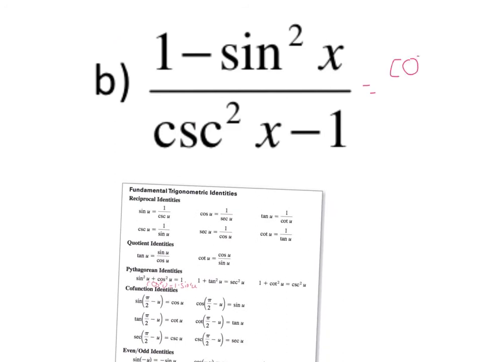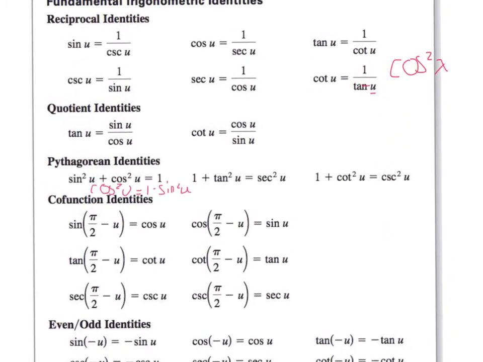That's equal to cosine squared x. I want to draw your attention to the bottom because we have something similar happening down here as well. So down there, let's take a look. I have this one here. So what is cosecant squared theta equal to?